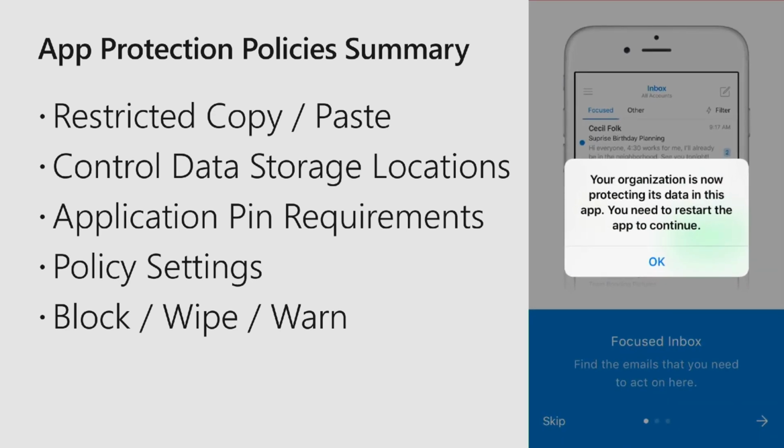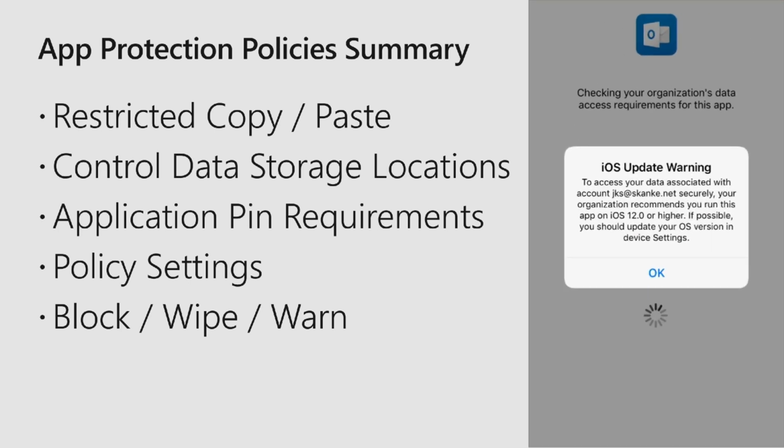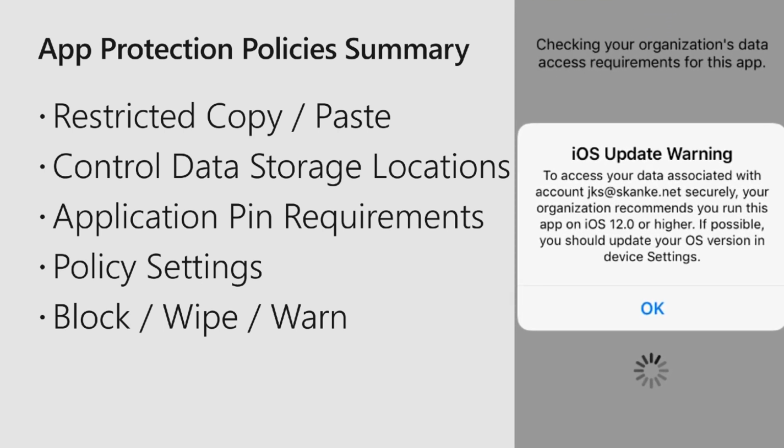So the first experience the user gets when he starts up the app after you have created the policy is this one. You get a notification that says your IT department is now protecting your app. The next one is an iOS update warning, because I set this as a warning that I want you to have iOS 12. If you don't have that, I want to warn you that you should upgrade. So this iOS 12 is pretty new, and I don't want to block them yet. So I can warn them for a while, and then I can switch it over to block when I feel that the company is ready.